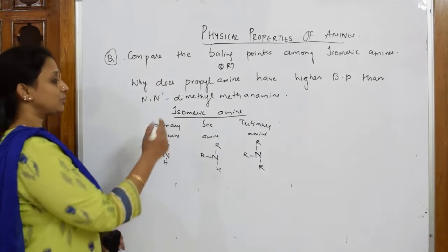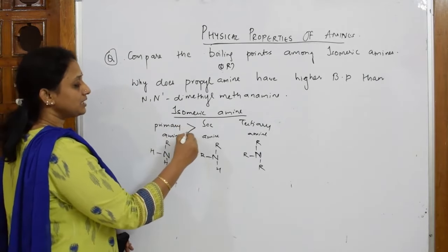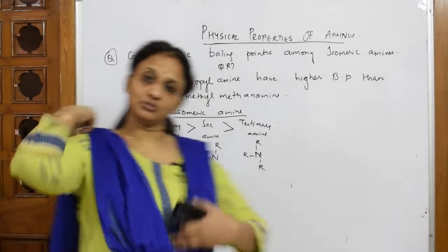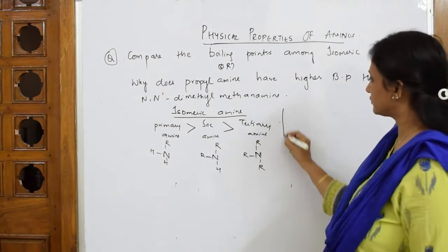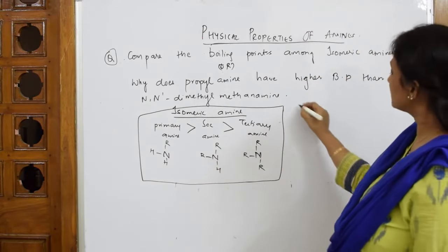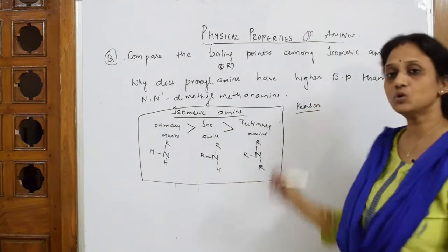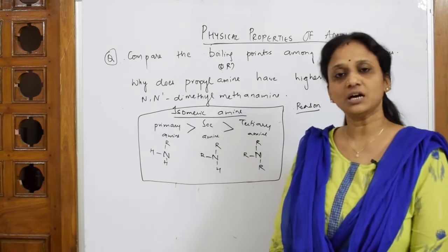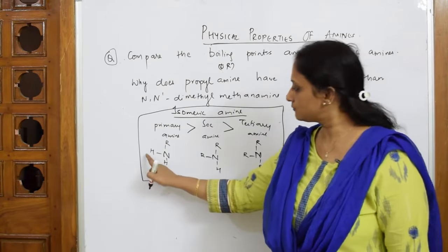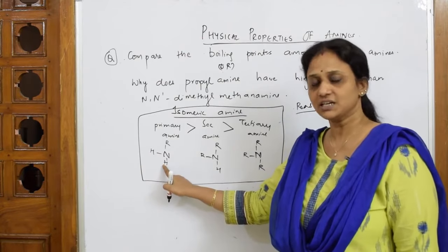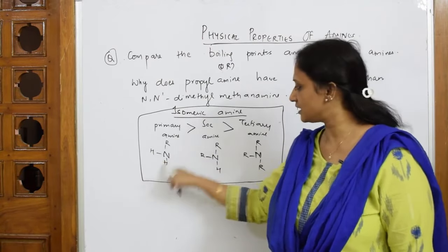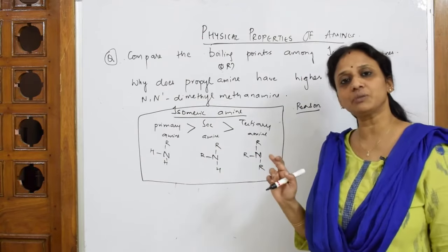Most important, primary amines have more boiling point compared to secondary. Secondary amines have more boiling point compared to tertiary. What is the reason? First we'll make this as a box because the basic information is written. When I have to write the reason, we very well know boiling point depends upon hydrogen bonding. In primary amine, you have two sites for hydrogen bonding, so when the hydrogen bonding is more, automatically the boiling point will be more. Here there is no hydrogen to form hydrogen bonding.